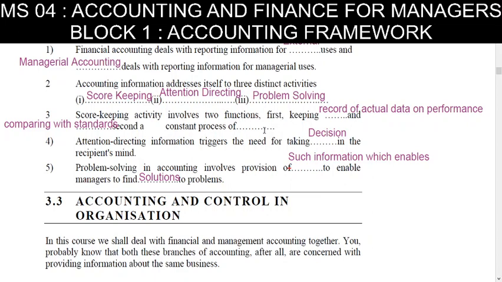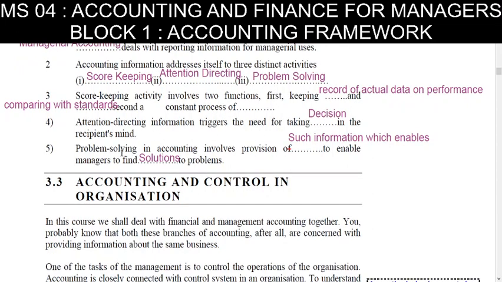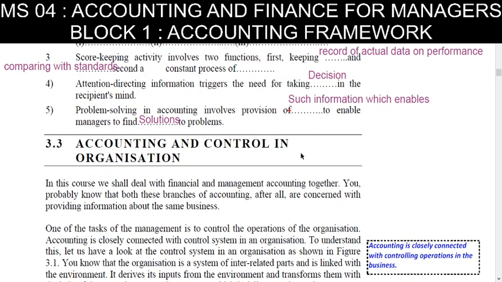Scorekeeping activity involves two functions. First, keeping record of actual data on performance and comparing the data with the standards. Attention directing information triggers the need for taking action in the recipient's mind for taking decision. That is the attention directing activity. Problem solving in accounting involves provision of information to enable managers to find solutions to problems. It is the provision of information which enables managers to find solutions to the problems.